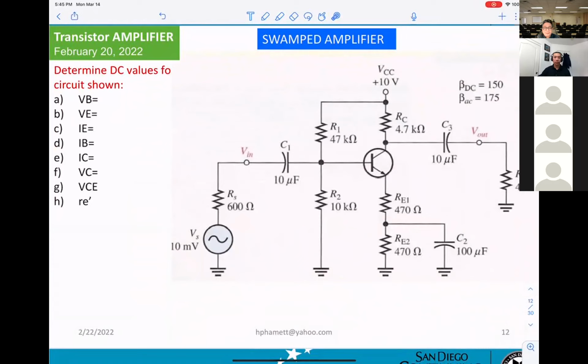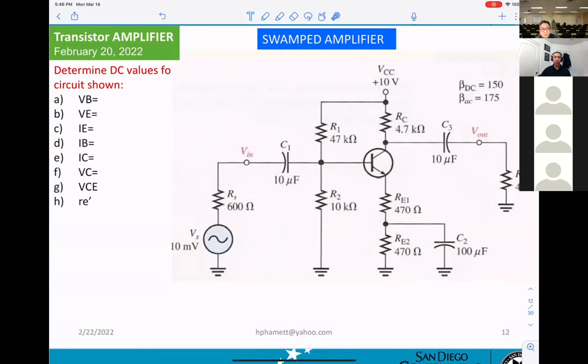This is the common emitter. However, you see the difference. The difference will be they are adding one more resistor, RE1, RE2. So they get a different name. They call it a swamped amplifier. Okay? That's the only difference.